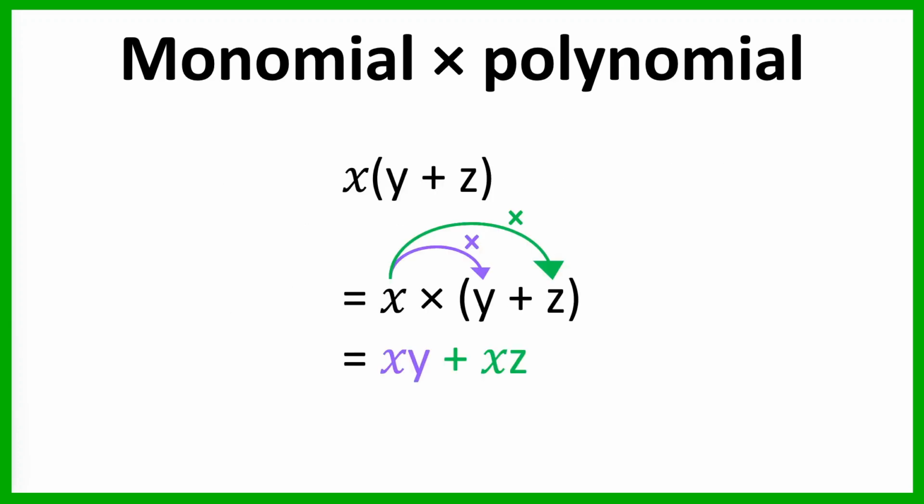When you multiply a monomial by a polynomial, you need to multiply each term in the polynomial by the monomial. So if you've got something like x multiplied by y plus z, you need to multiply the x by the y, and you also need to multiply the x by the z as well.